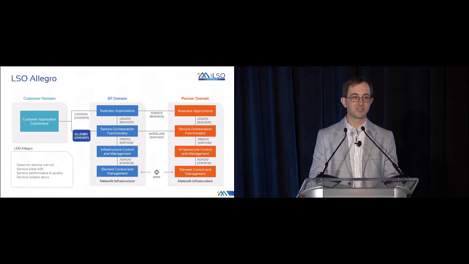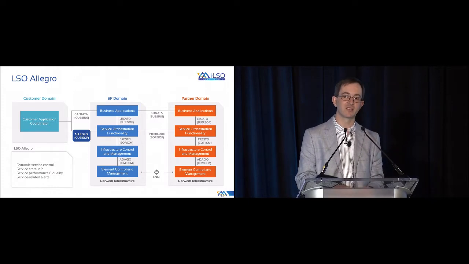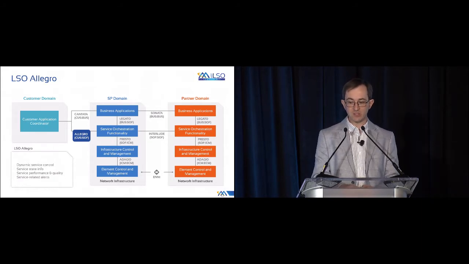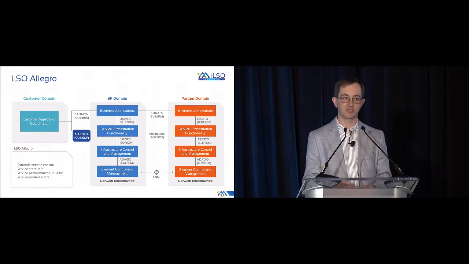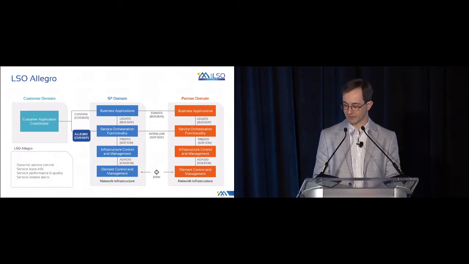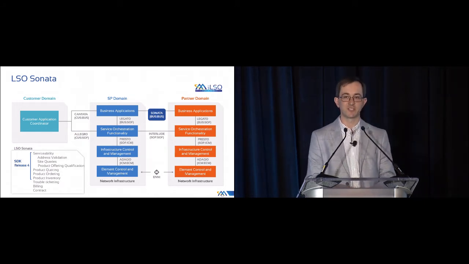Move down to Allegro. So this is more of the orchestration layer interactions between the customer and the service provider. So this is looking at things like dynamic control, changing bandwidth on demand, changing class of service on demand, and also reporting. So real-time reporting of the performance of the service, real-time reporting of faults or alerts, and just generally reporting on information about the current running of the service back to the subscriber.